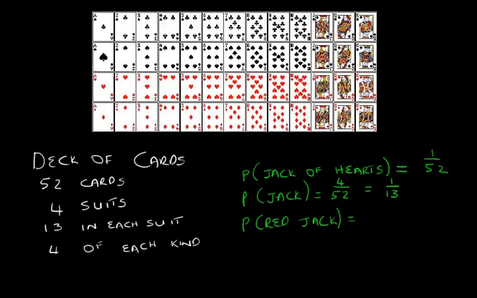What is the probability of me drawing a red jack? How many red jacks are there? We know that there are 4 jacks, but how many red jacks are there? There are 2 red jacks. So your answer will be 2 over 52. We need to simplify this into 1 over 26.